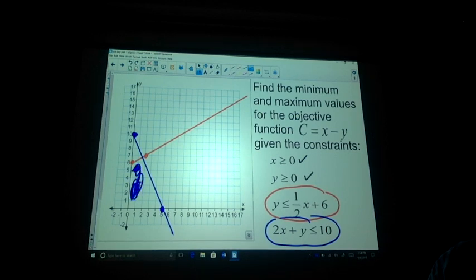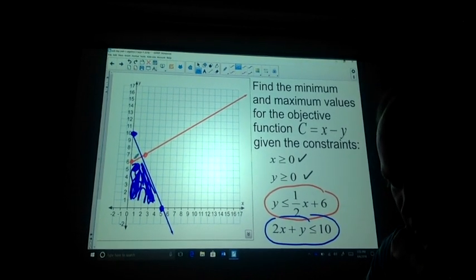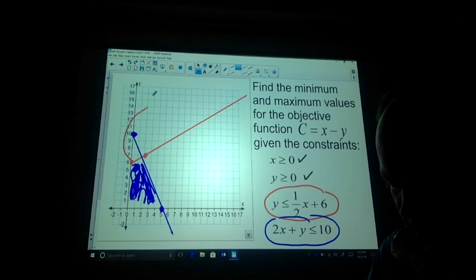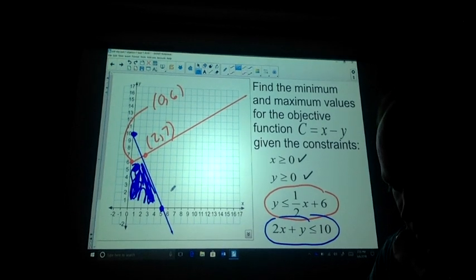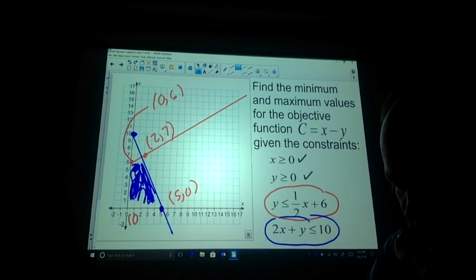And I could pick a test point, but for right now, we're dealing with a bounded region. That's really only the bounded region. Yes, I understand we have this, but we want to have everything there. So if we take a look at how this is graphed, where are the intersections? This right here appears to be (0, 6). This one, my line is a smidge off, but I would say it's got to be (2, 7) if you looked at the intersection of it. This, it looks like it's going to be (5, 0), and this one down here is (0, 0).